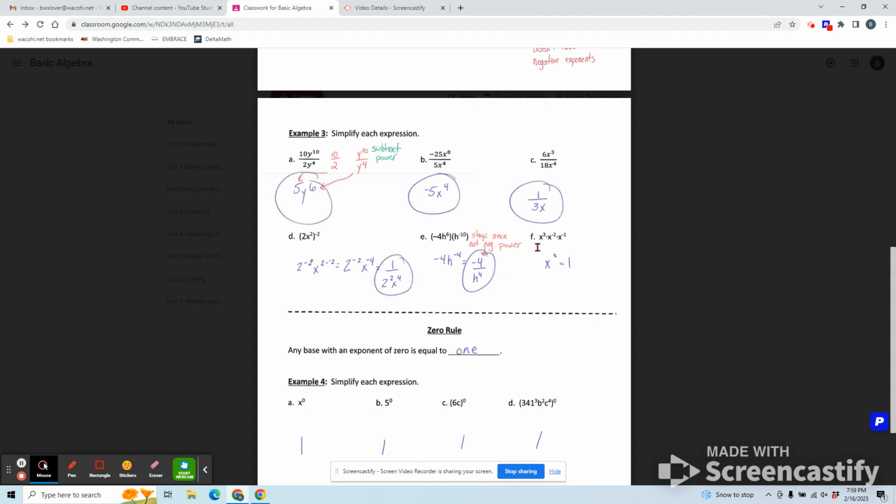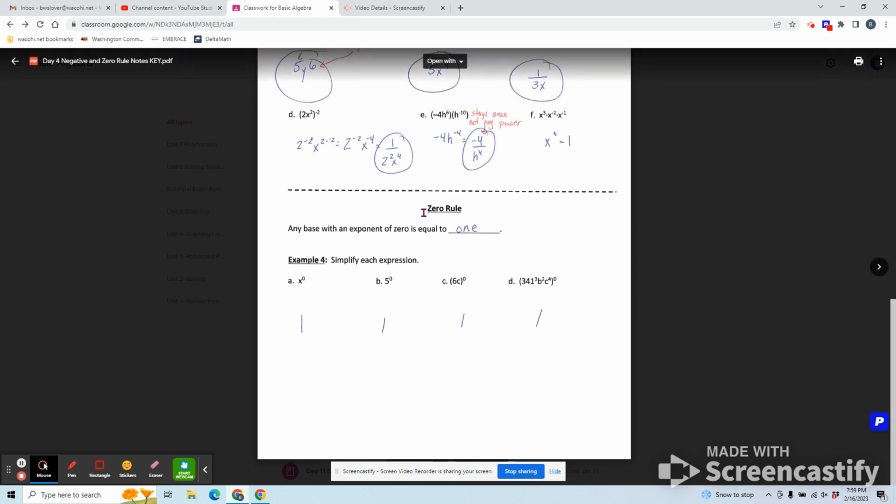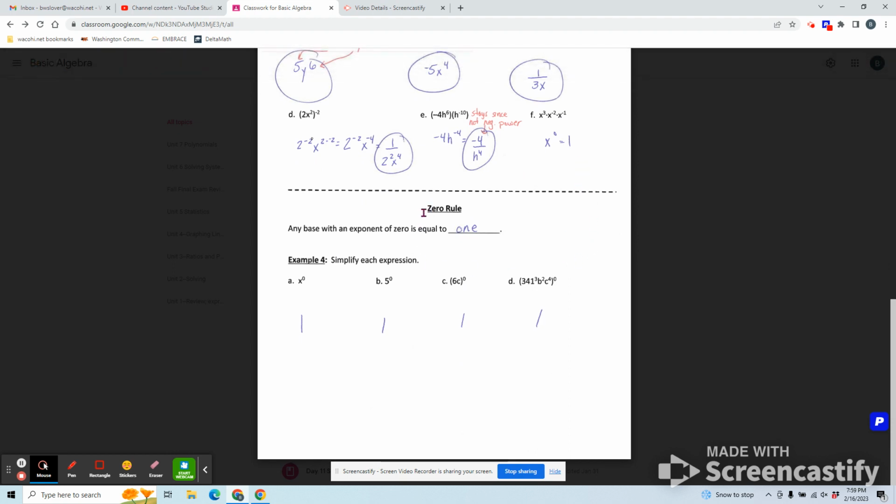And then letter F, we've got 3 plus negative 2 plus negative 1 gives you 0. Since this is all multiplication, just like we did in letter E, we add our powers together and we get x to the 0. We haven't seen this yet. It's a little bit of foreshadowing. We get 1, which leads us into the last rule of exponents, the 0 rule.